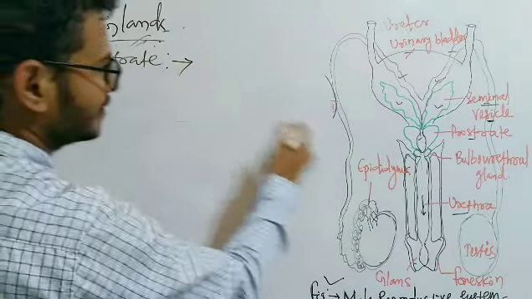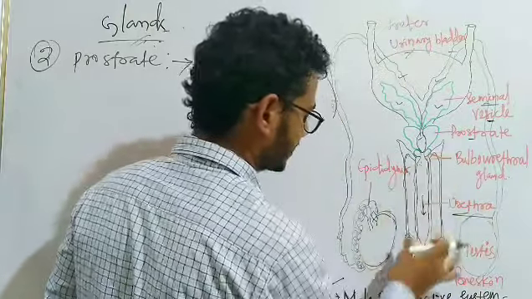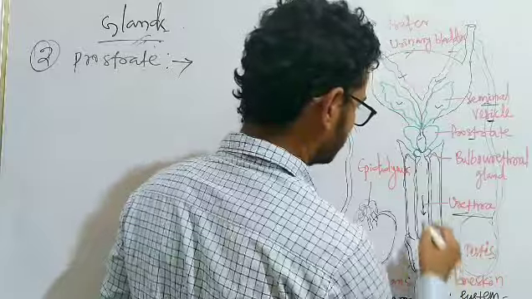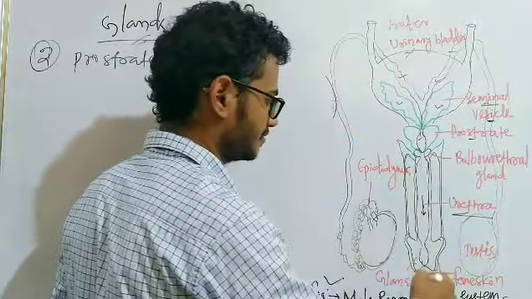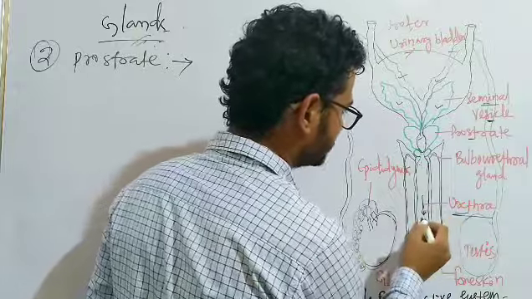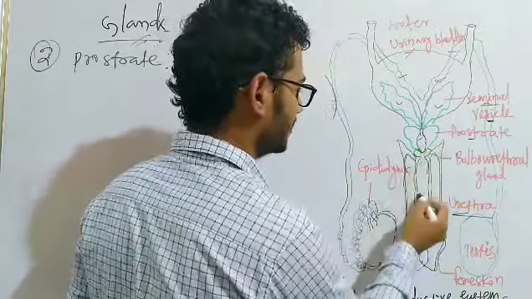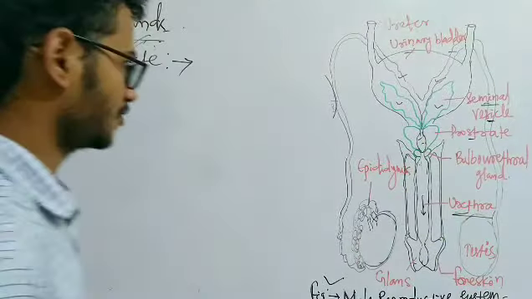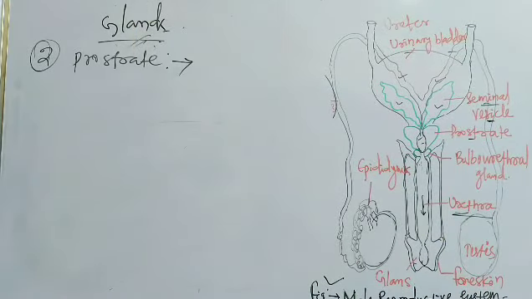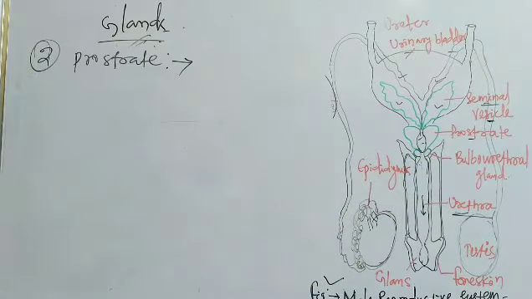It is present anterior to the urethra. This is the urethra, this long tube inside the structure which is called the penis, the copulatory organ of male. Inside the penis, the urethra is present, and this urethra starts after the ejaculatory duct. So at the base of the urethra, the gland prostate is located.